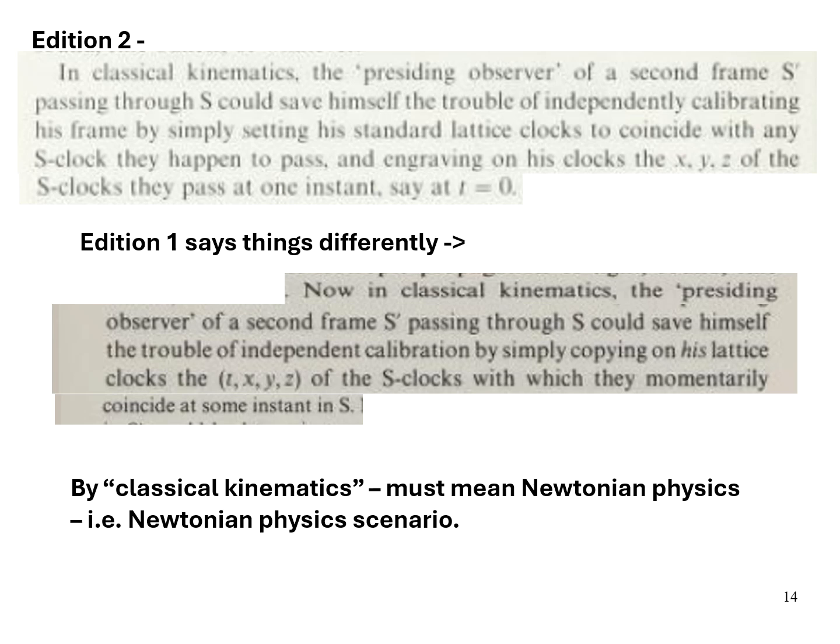And so edition 1 says things differently. Now in classical kinematics, the preceding observer of second frame S prime passing through S could save himself the trouble of independent calibration by simply copying on his lattice clocks the T, X, Y, Z of the S clocks with which they momentarily coincide at some instant in S. By classical kinematics must mean Newtonian physics. So he's talking about a situation which is Newtonian physics.